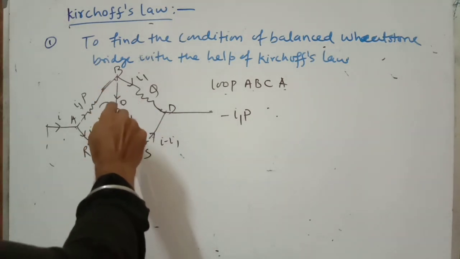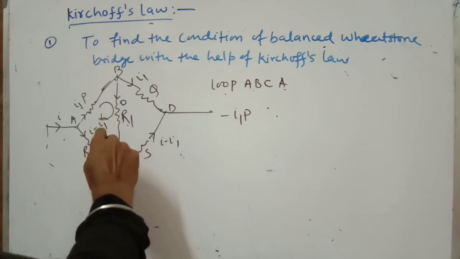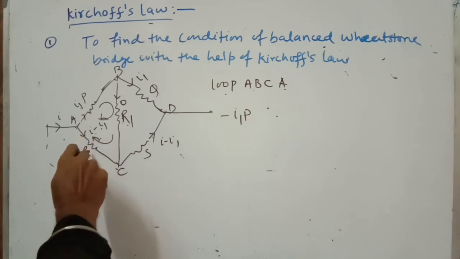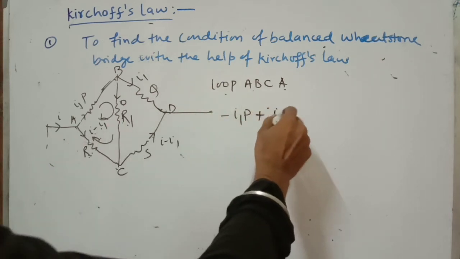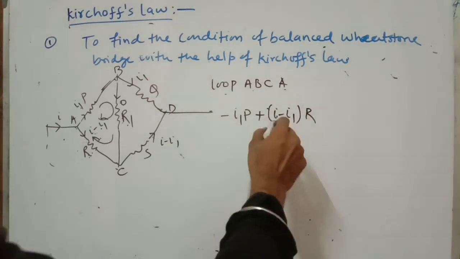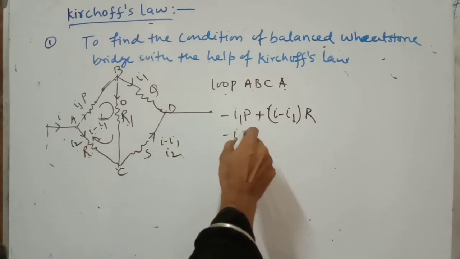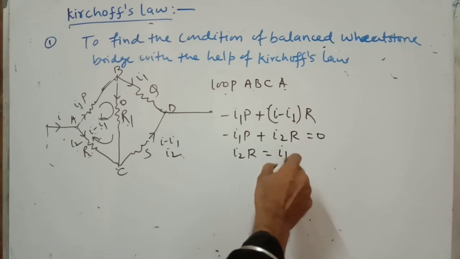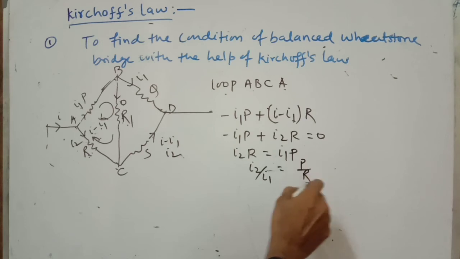Similarly, here there is no current, so the potential difference across R1 is 0. After that, your considered direction is opposite to the direction of current through this resistance, so when you write the potential difference across R, you write positive of I minus I1 times R. Let's consider this I2. So I1P plus I2R equal to 0. So you can write I2R equal to I1P, and here you can write I2 by I1 equal to P by R.